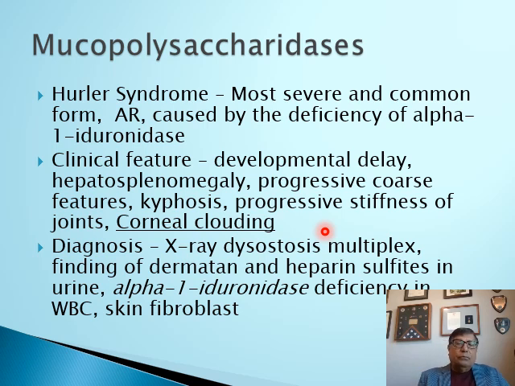And if you do the X-ray, you will see the dysostosis multiplex, and finding of dermatan and heparan sulfates in urine, and the enzyme deficiency can be demonstrated in WBC and skin fibroblast.